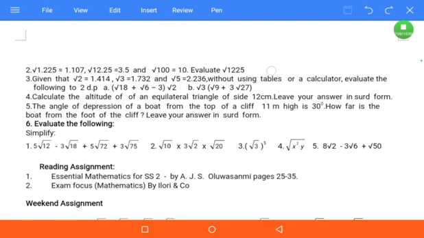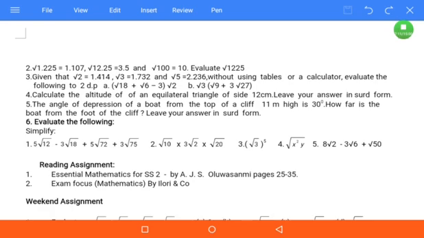Okay, look at number 2. So evaluate this. We have, if root 1.225 is this, and root 12.25 is this, and root 100 is 10. Of course, you know that 10 times 10 is 100. Evaluate root 12.25. What will you do here? Now look at this. Evaluate root 1225. Root 1225 can be expressed as what? 12.25. If you move the decimal point 2 times, you have 12.25 times 100, right?